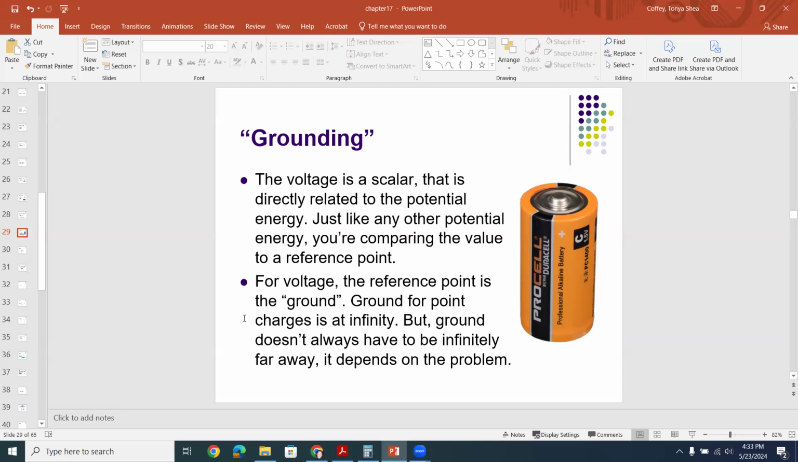But ground doesn't always have to be infinitely far away. It does depend on the problem. Like, for example, for this battery, the ground is at the bottom or negative terminal of the battery, and it's plus 1.5 volts compared to the back side of the battery, if that makes sense. So it's not always going to be at infinity. It depends on the problem. But for point charges, infinity is a convenient ground.